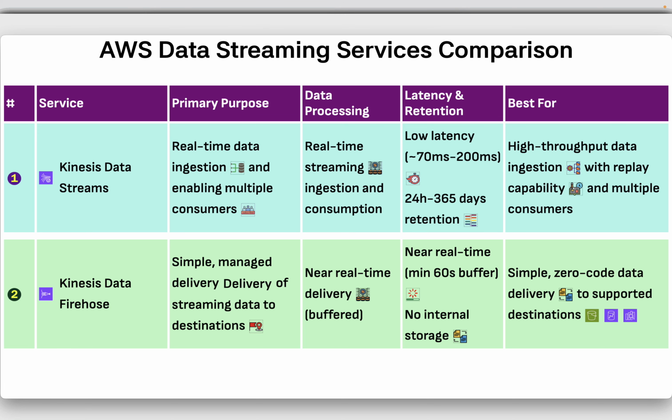It's a near real-time buffered service. Latency and retention: near real time. So minimum you have a 60-second buffer. There is no internal storage and it is best for simple zero-code data delivery to supported destinations. There are a lot of supported destinations, but it could be an S3 bucket, Redshift or Athena, or also QuickSight.